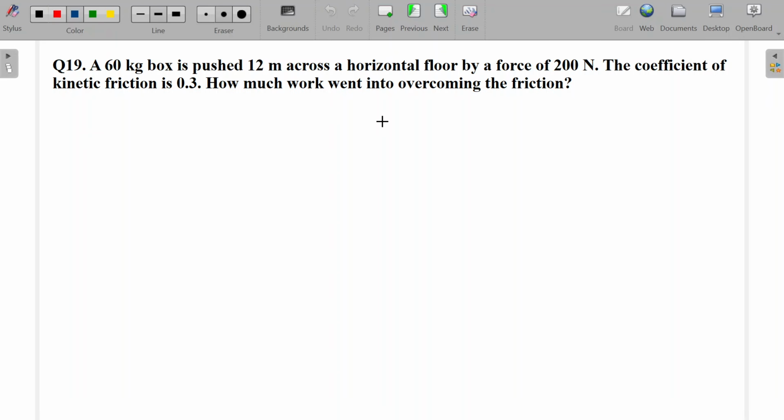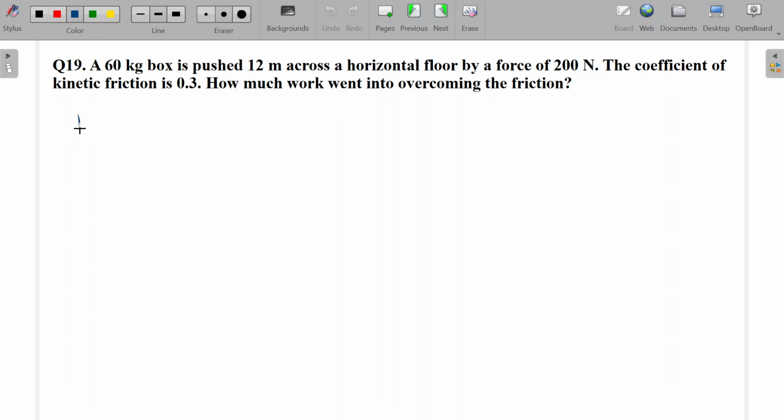So again here there's another question, question 19. They are saying that a 60 kg box is pushed 12 meters across a horizontal floor by a force of 200 newtons. The coefficient of kinetic friction is 0.3. How much work went into overcoming the friction?